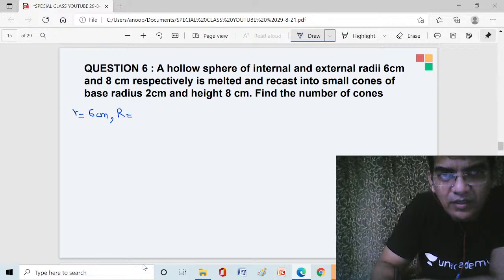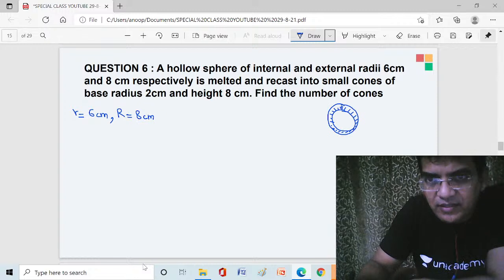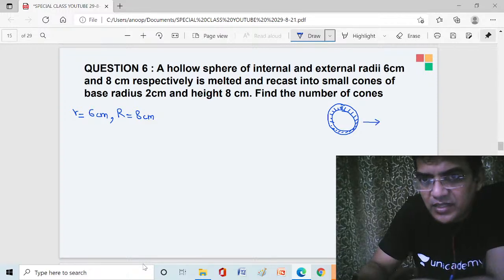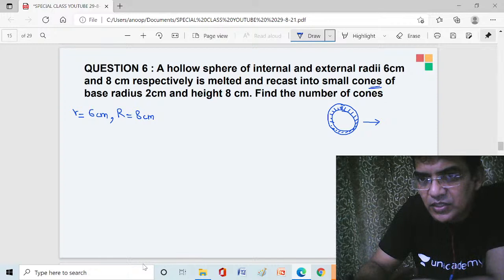So see, the question is like this. Let me explain you with the help of a diagram. They are saying we have a hollow sphere, right? Like this. It's a hollow sphere. So we have material only on this portion. It's a hollow sphere with internal and external radii known to you. Now the question says that this hollow sphere is melted and it is recast into small cones. So that means not only one cone but many.